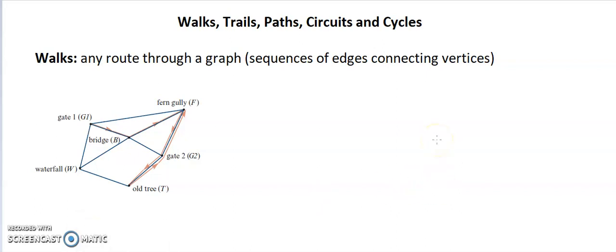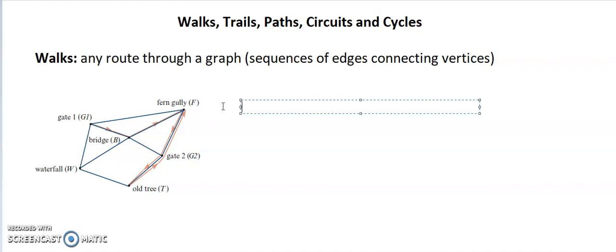So we are going to be looking at walks, trails, paths, circuits and cycles. A walk is any route through a graph, a sequence of edges connecting vertices. And it doesn't matter if we overlap. That's why in our graph we can see that we are overlapping. When we are stating our walk, we just list the vertices that we are traveling from and through.